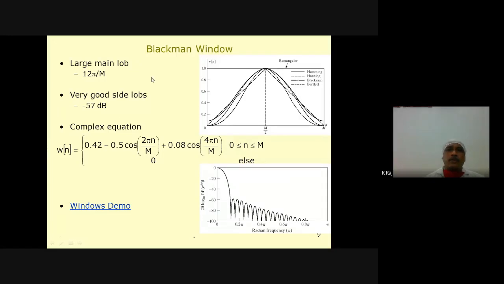Now the Blackman window, the complex equation is given by this one: 0.42 minus 0.5 cos 2 pi n divided by M plus 0.08 cos 4 pi n divided by capital M in the given range, otherwise this will become 0 here. The equation is complex. It has a very good side lobe, of the value minus 57 dB, and the large main lobe has a width of 12 pi by M.